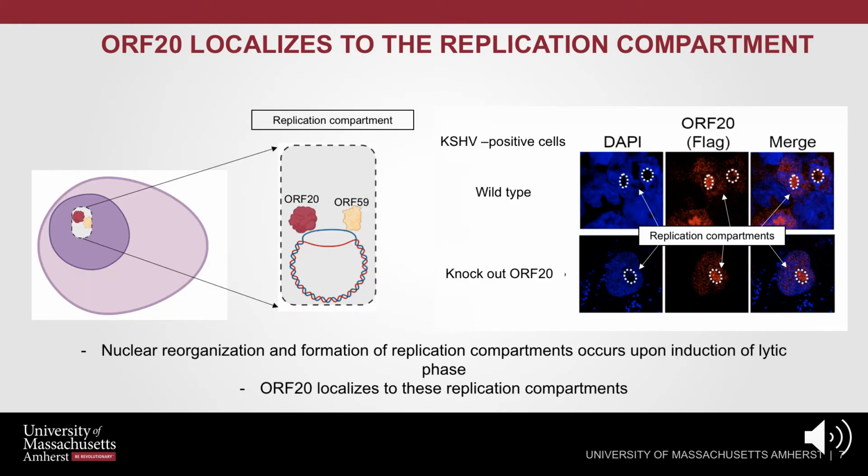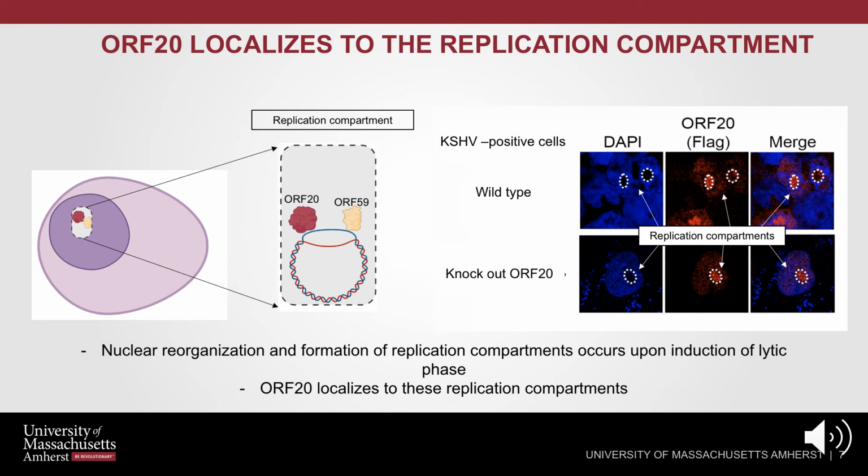From here, we decided to look at the subcellular localization of ORF20. As discussed, KSHV lytic infection requires remodeling of the host nucleus and the formation of these replication compartments where the DNA is replicated. These are visualized in the cell as dark spots that we outlined with little white dots, and they are in the nucleus when stained blue with DAPI.